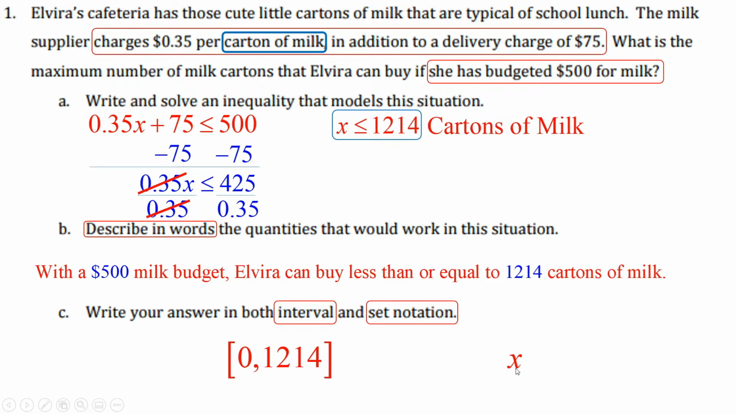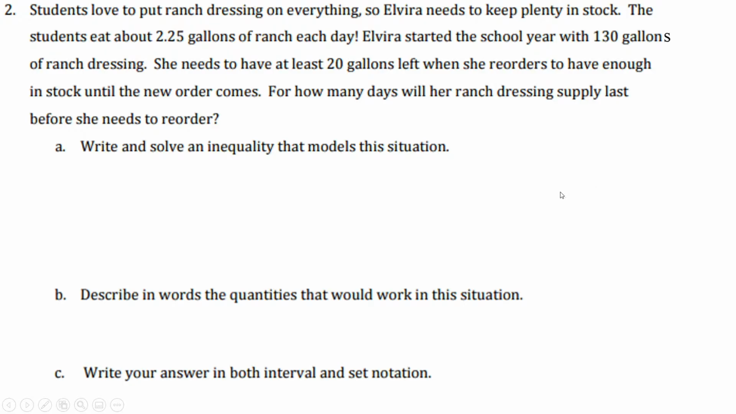So we're talking our x's, right? And let's see, 0 has to be less than or equal to x, the number of cartons of milk, and the number of cartons of milk x has to be less than or equal to 1,214. And there's our set notation right there. It's just a double inequality that you studied last year. Okay, that's number 1. Let's go on to number 2.